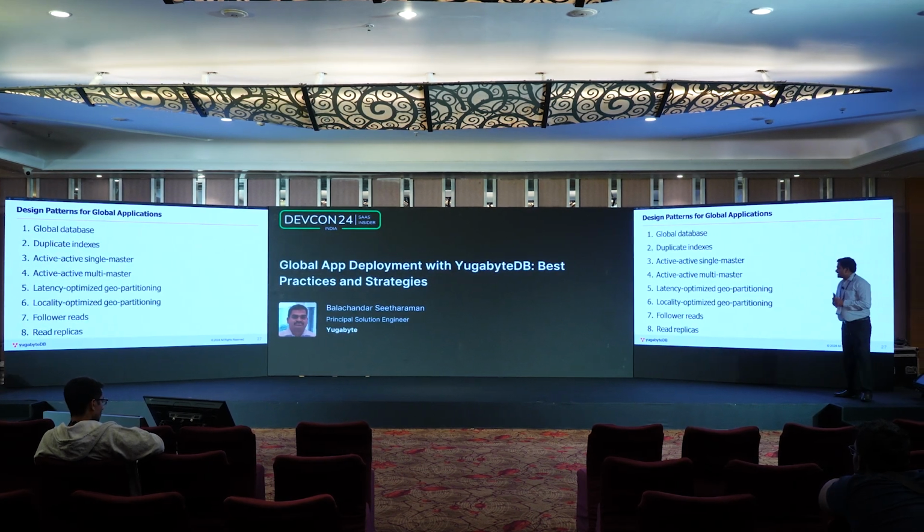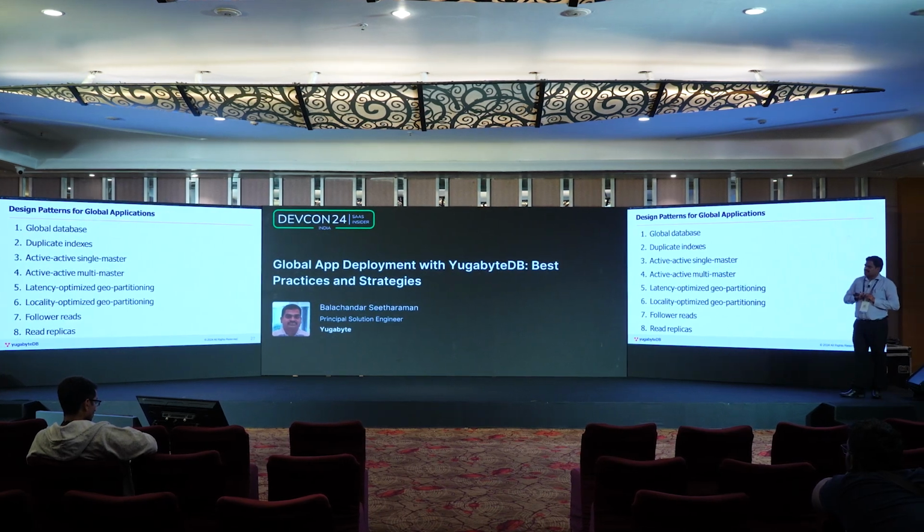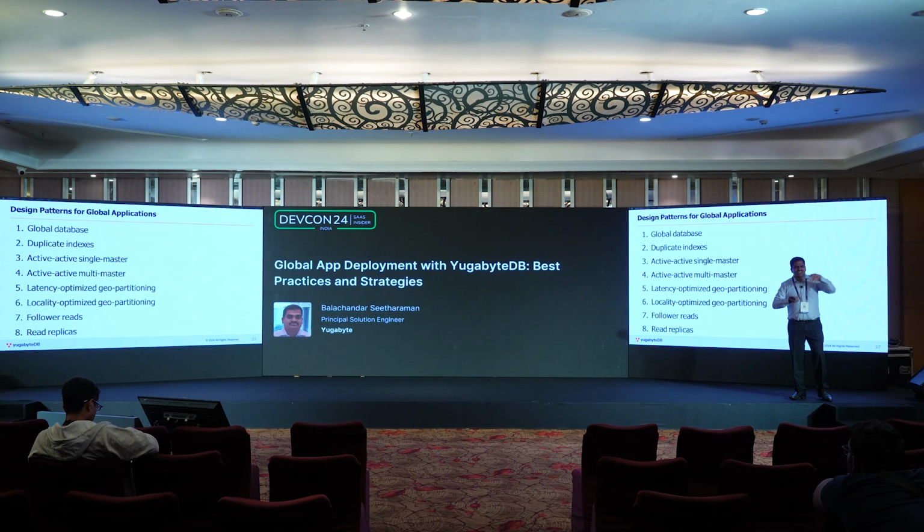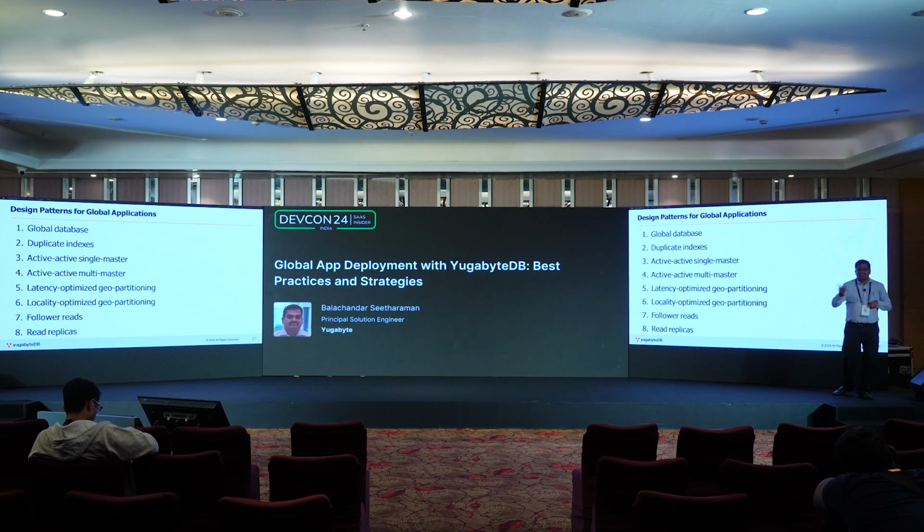That is one part. The second part is duplicate indexes. What are duplicate indexes? Just to avoid the latency penalty, I can create some region-level duplicate indexes so that my reads can go only to that particular region, and I can avoid creating n number of read replicas. That is going to reduce my cost.